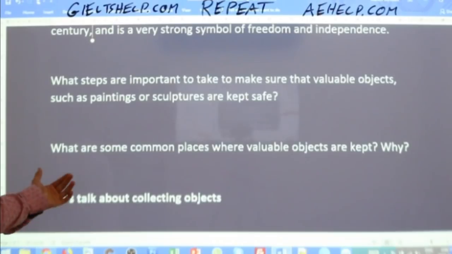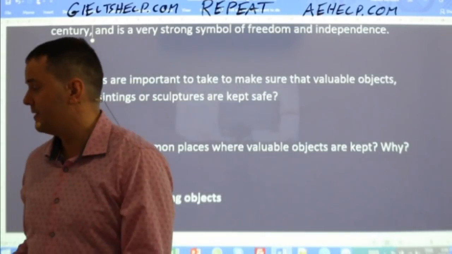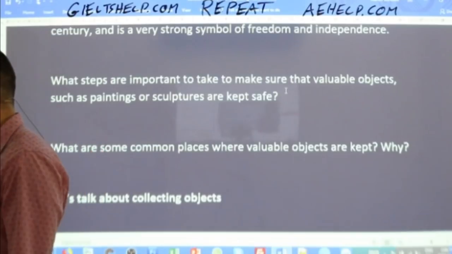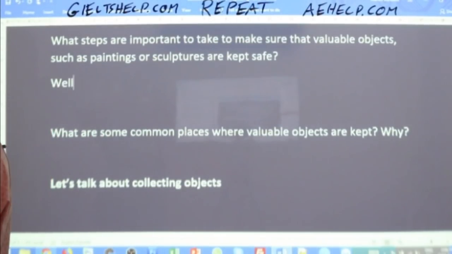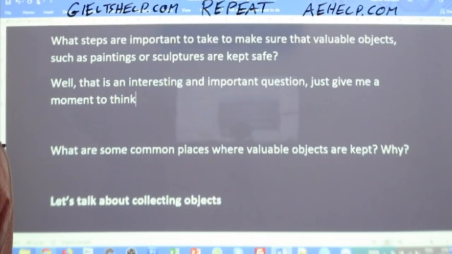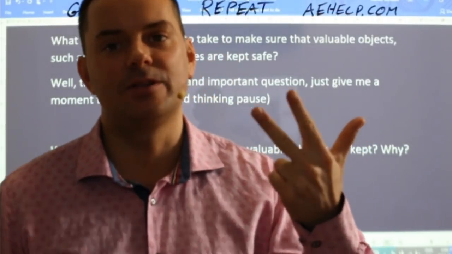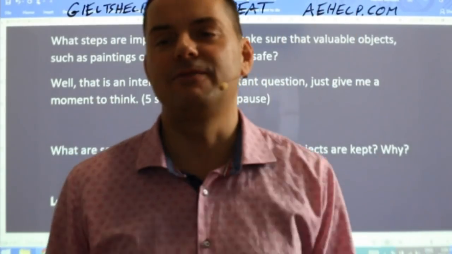Okay, so again, what steps are important to take to make sure that valuable objects such as paintings or sculptures are kept safe? If you can't think of an answer right away, that's fine. Just buy yourself some time with an expression. Go, well, that is an interesting and important question. Just give me a moment to think. Okay? And then take 5 seconds, okay? Be comfortable with a 5-second pause. Practice that at home. Okay, practice pausing. Practice thinking at home. So 1,000, 2 1,000, 3 1,000, 4 1,000, 5 1,000. That's a 5-second pause.